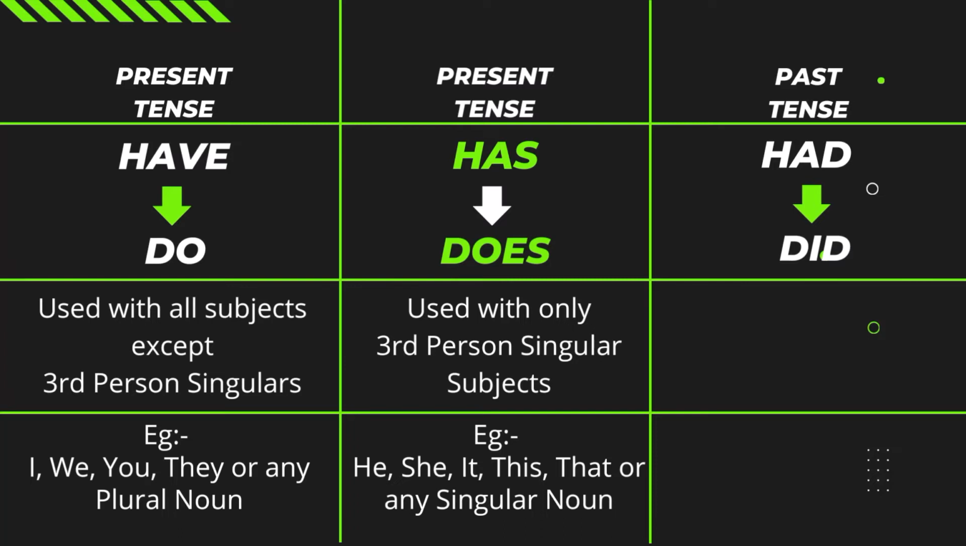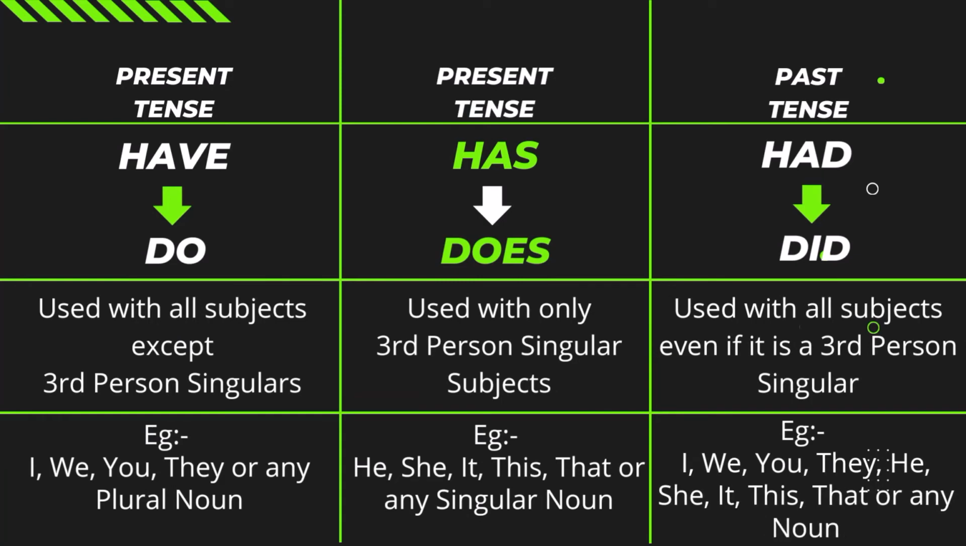To show the possession in present tense, we use has with third person singular subjects and have with all the remaining subjects. But to show the possession in past, we have only one word, that is had. There won't be any change according to the subject in the sentence. We use had with all the subjects, even if it is any third person singular. With all the subjects, I, we, you, they, he, she, it, this, that or any noun, we use had to show the possession in past.